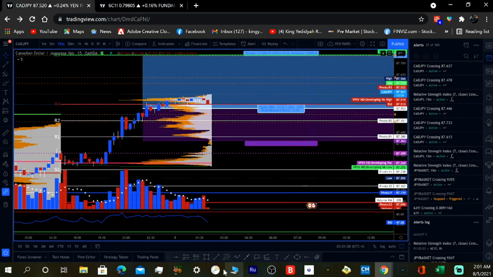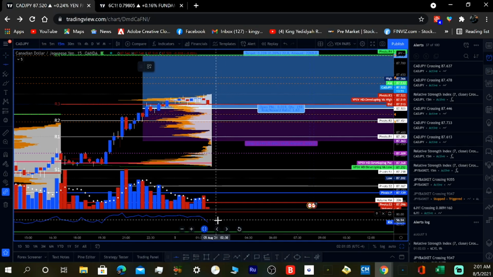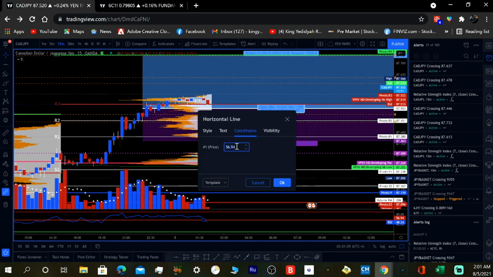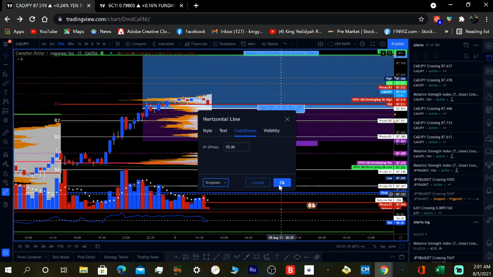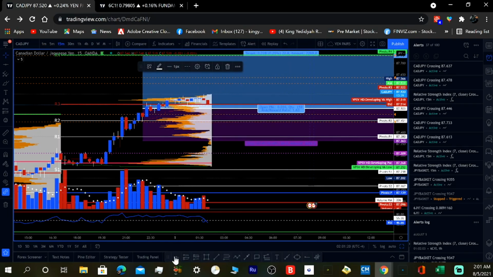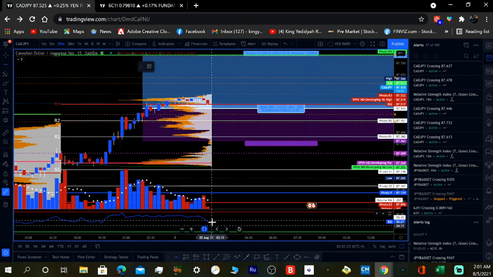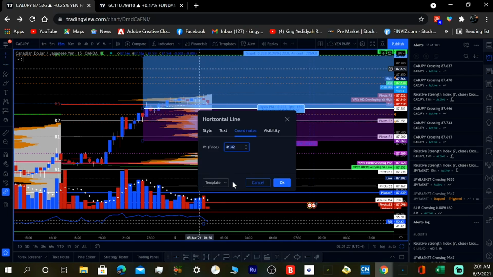And I usually set two kind of lines to gauge where the RSI is. So I use 55. Hold on. Right, so that's RSI 55, and this is gonna be RSI 45.